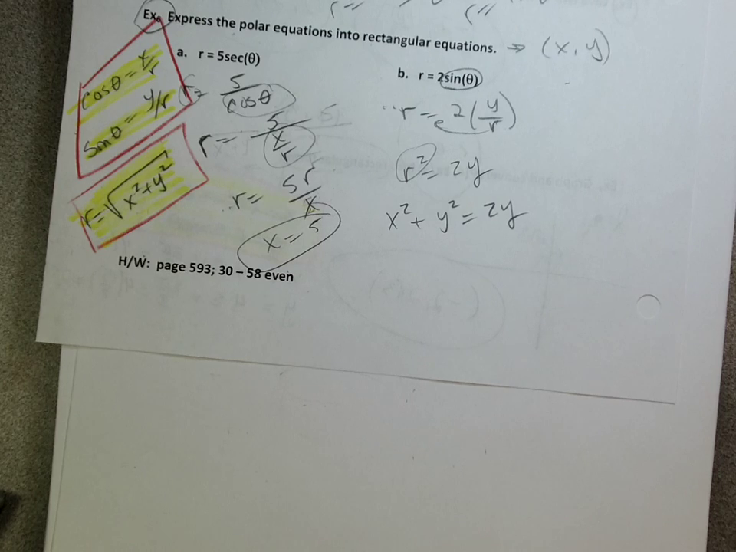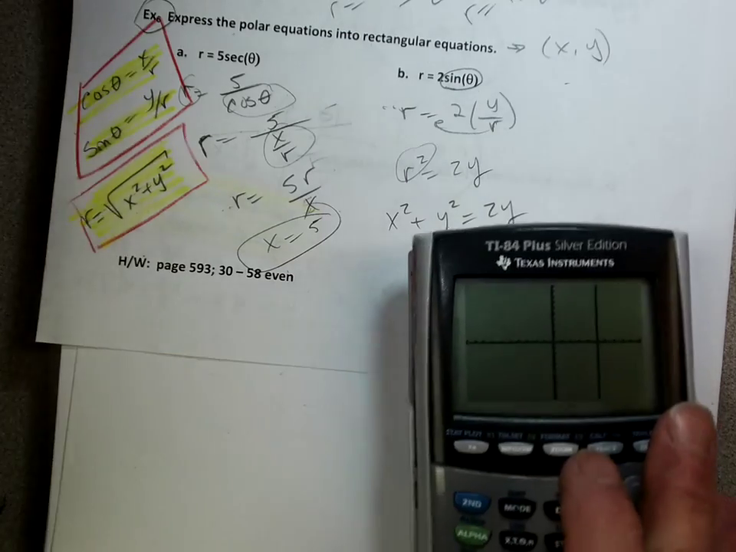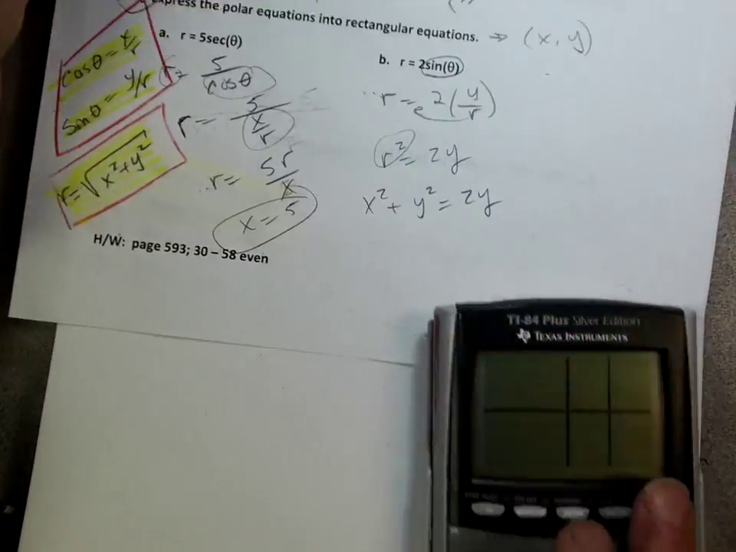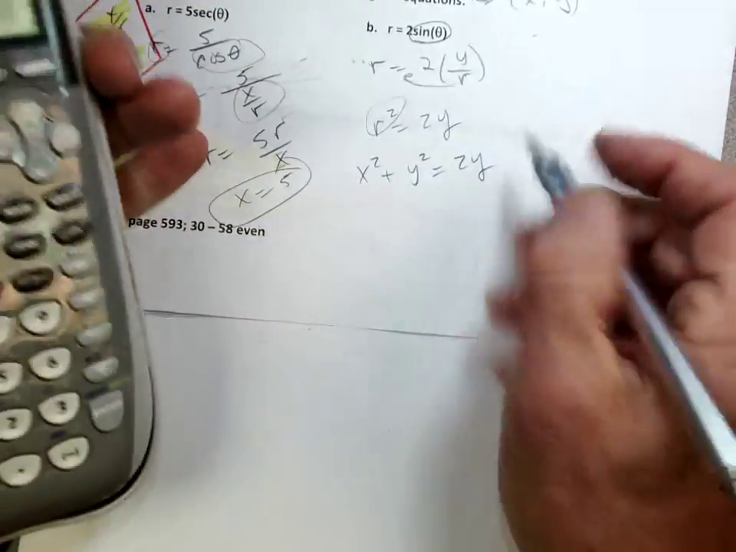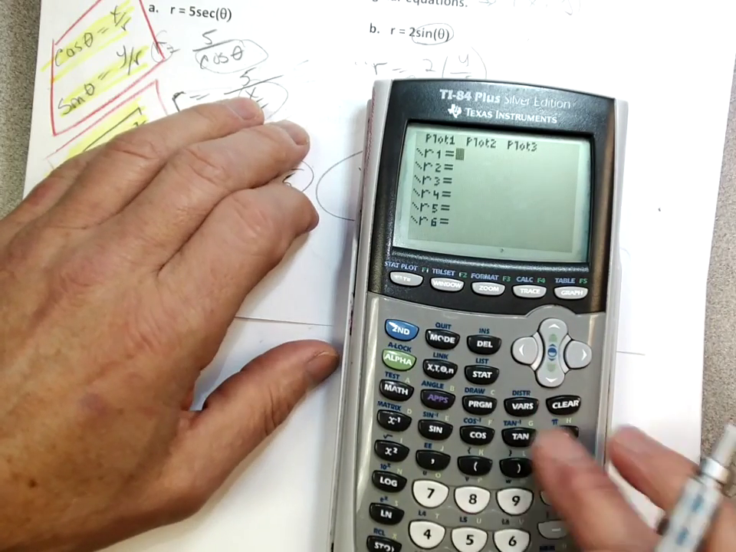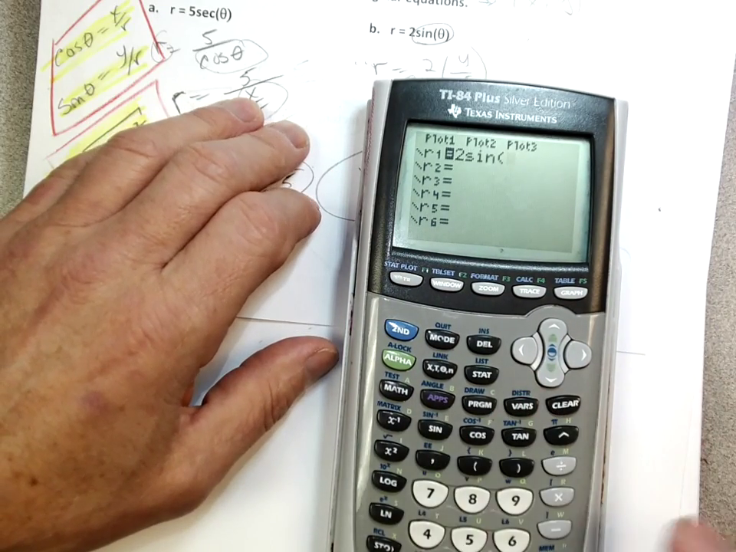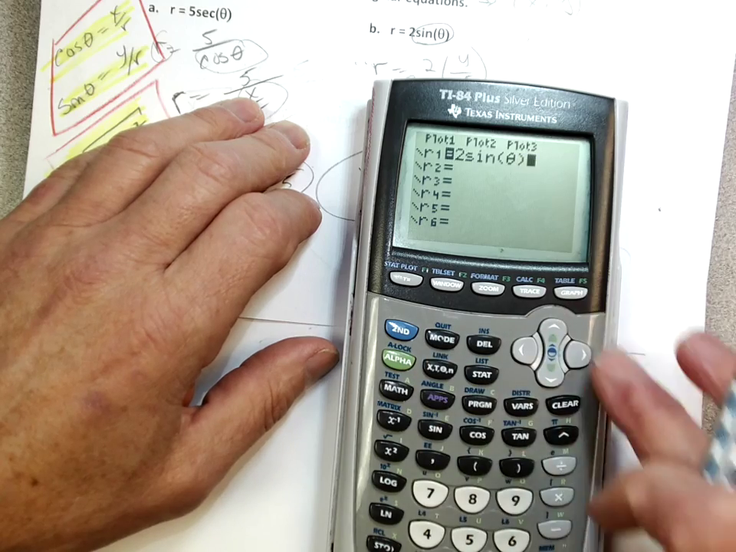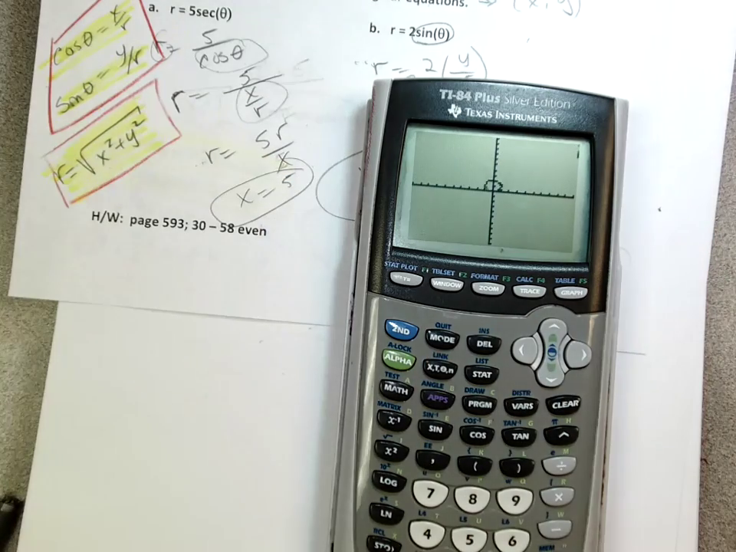Can we graph circles? Yeah, let's check it out. Let's graph this thing. Let's see what happens. Well, that's my answer, by the way. All right, that's your answer. That is my answer. Crazy. The 2 sine theta graph. It is a circle.